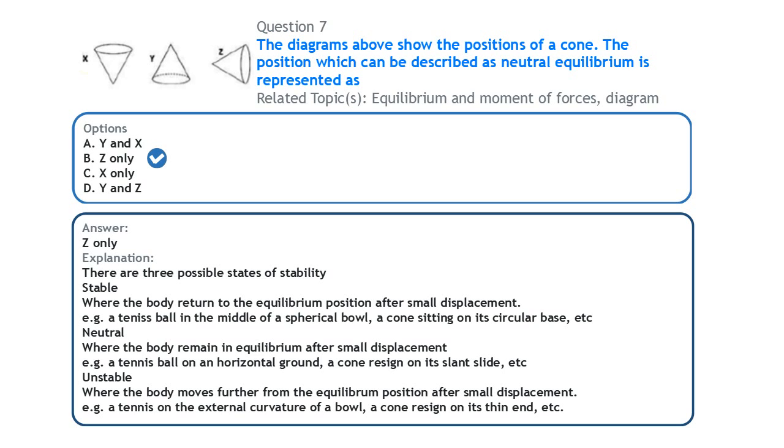But this Z here is what we call a state of neutral equilibrium. The cone here is in neutral equilibrium. Other cases have been cited here as well, with the tennis ball, for example. So basically, the cone in this position Z is said to be in neutral equilibrium.